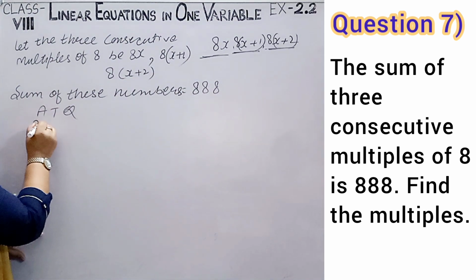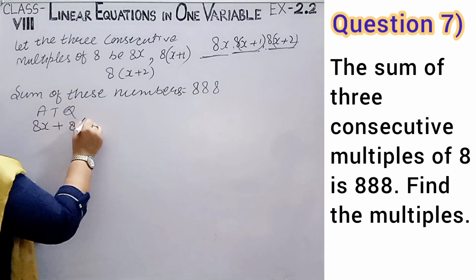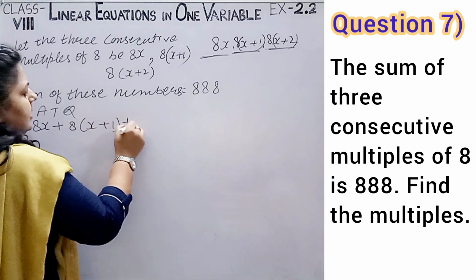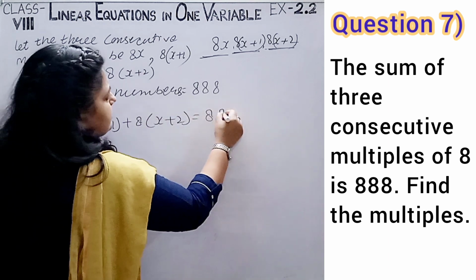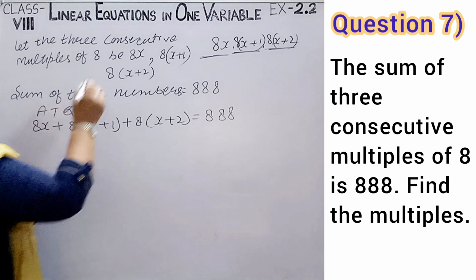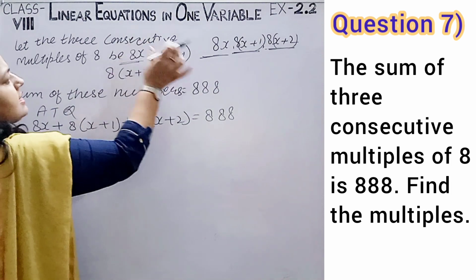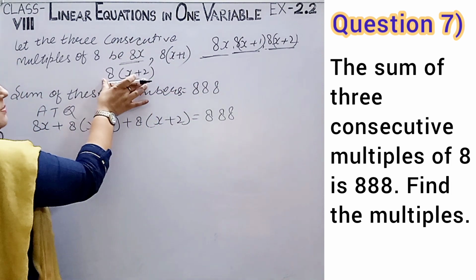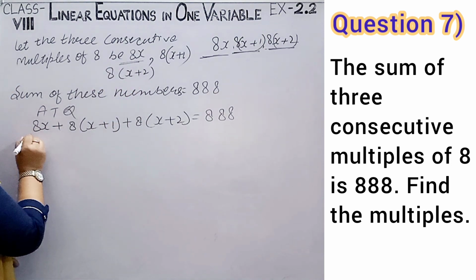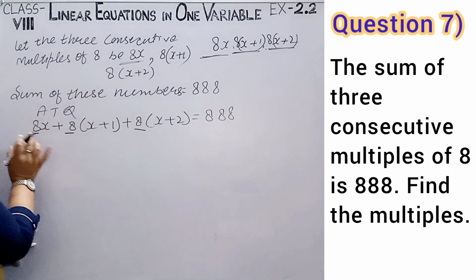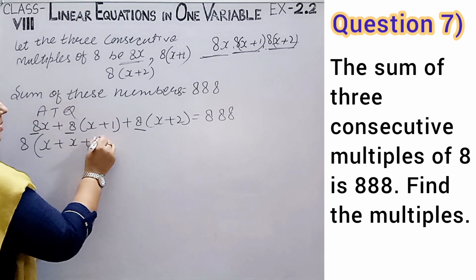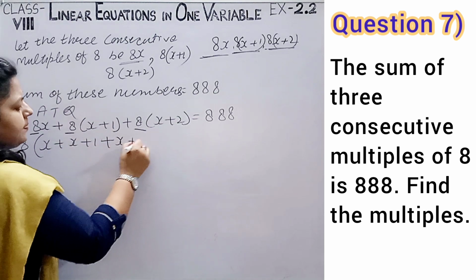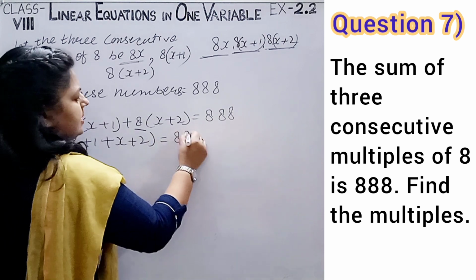Now 8x plus 8 times x plus 1 plus 8 times x plus 2 equal to 888. So this is our first multiple of 8, second multiple of 8 and third multiple of 8. Now 8 here, here and here. It means 8 is common in these three terms. We are taking 8 common: x plus x plus 1 plus x plus 2 equal to 888.